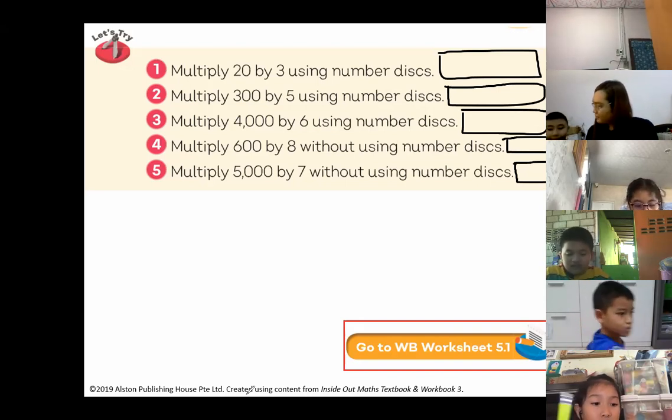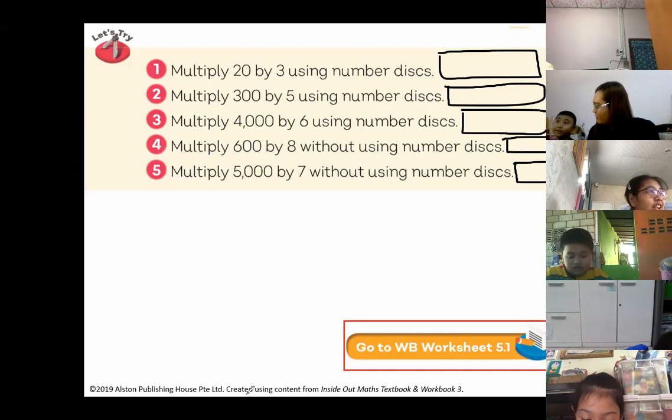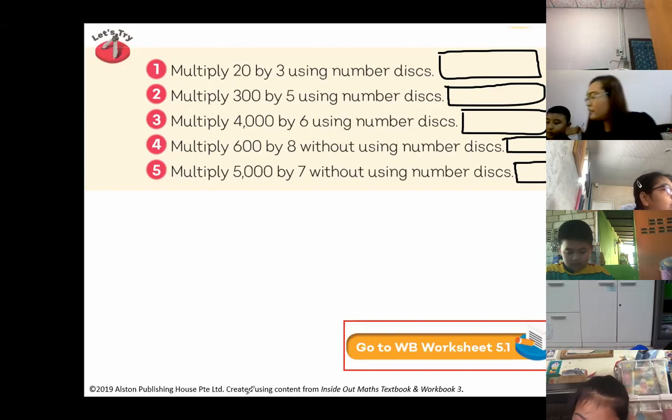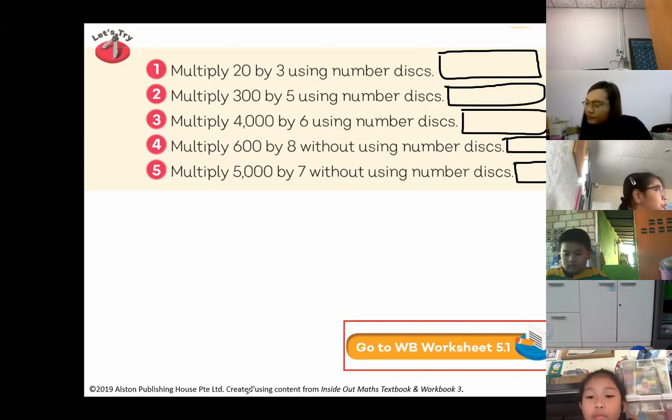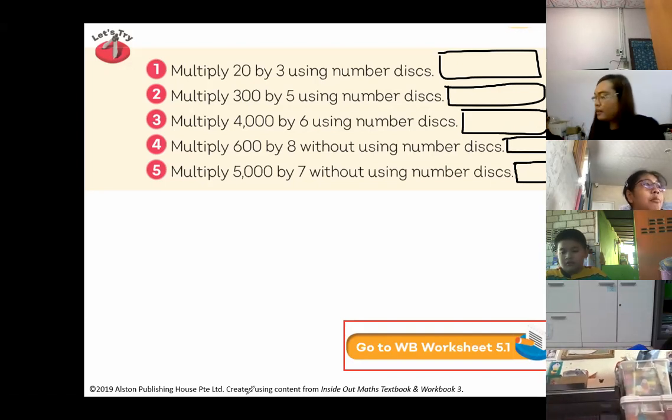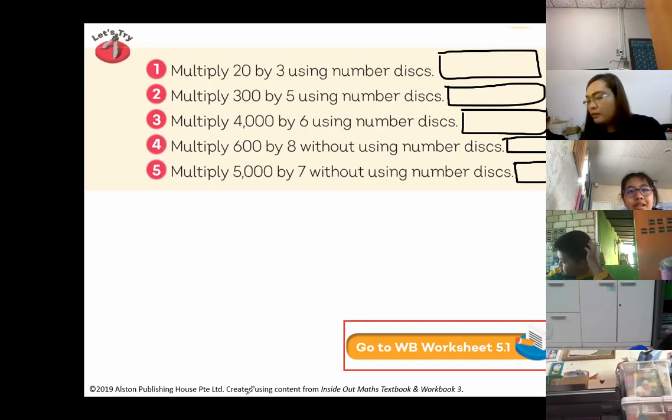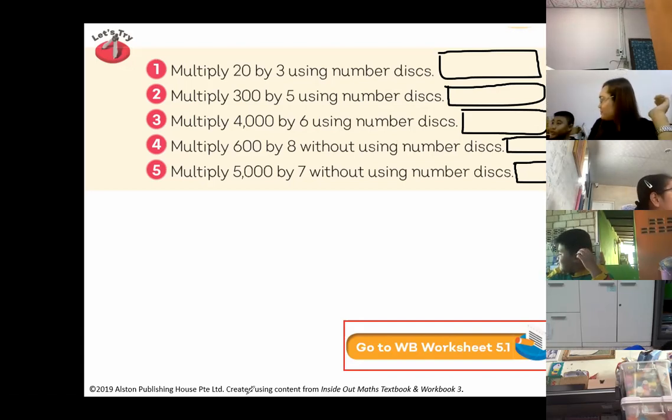60. Oh, okay. You copy. Okay, you write your answer here. Okay, and then next, number 2, 300 multiplied by 5. Teacher, very good.